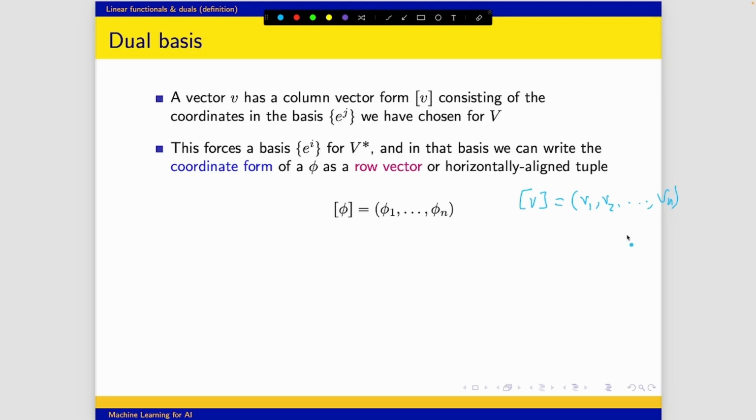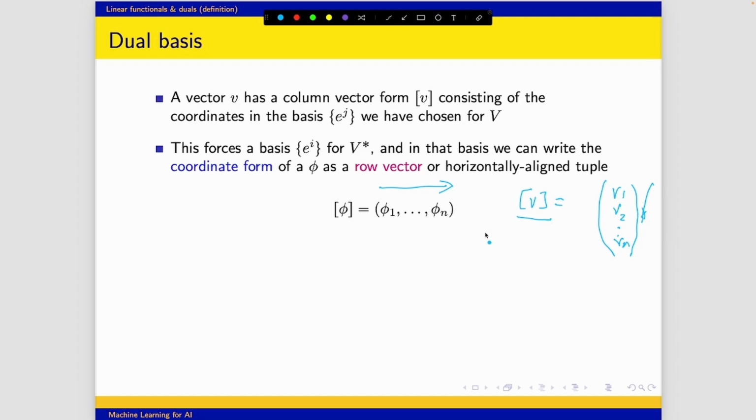But by convention, we would write this as a column, V1, V2, up to Vn. Now, by convention, the coordinate form of a covector, rather than writing it as a column or orienting it vertically, we orient it horizontally. So we write it as a horizontal tuple. The coordinate form for a vector we write as a vertical tuple.